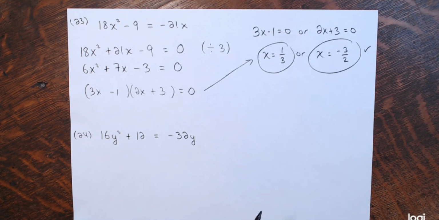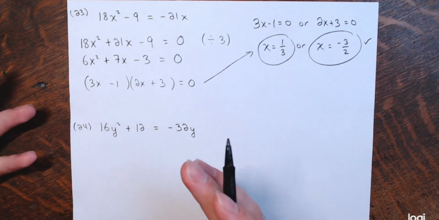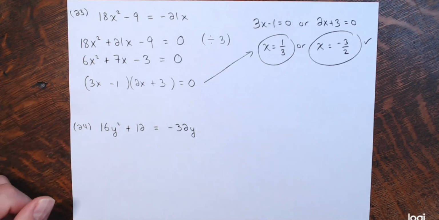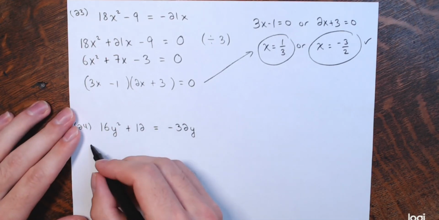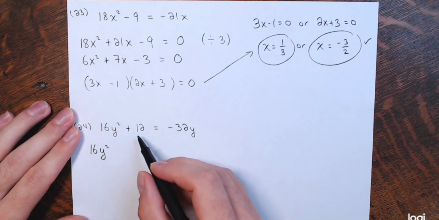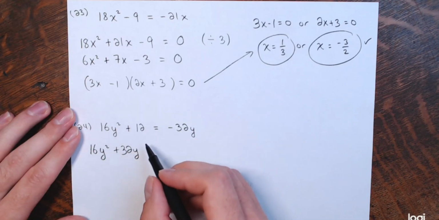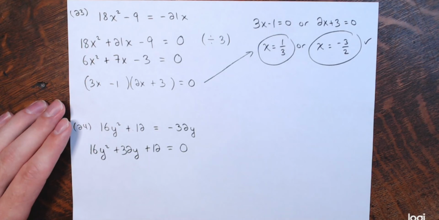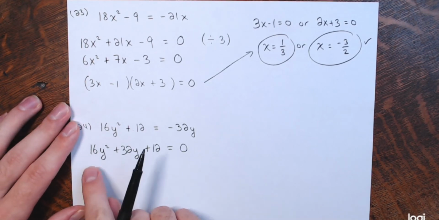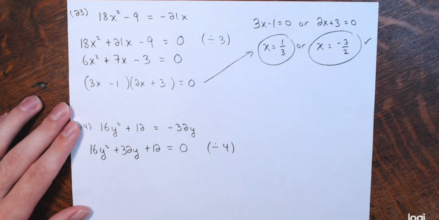All right, 24, same deal. Take everything to one side. I mean, I'm laughing here because every single one's been the same, right? I want to get a simplified polynomial on one side and 0 on the other to start. So I've got 16y squared, then plus 32y, and then plus 12 equals 0. And then once again, I'm noticing a common factor here. Each of these coefficients has a common factor of 4. So I'm going to divide both sides by 4.